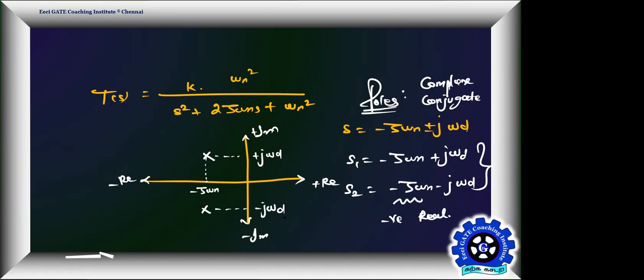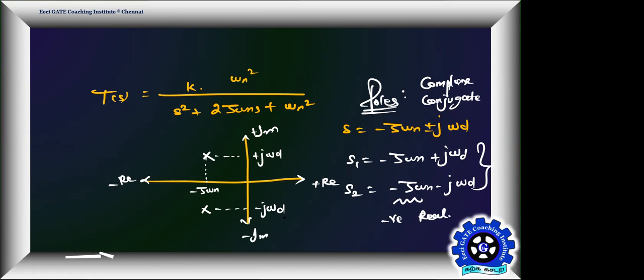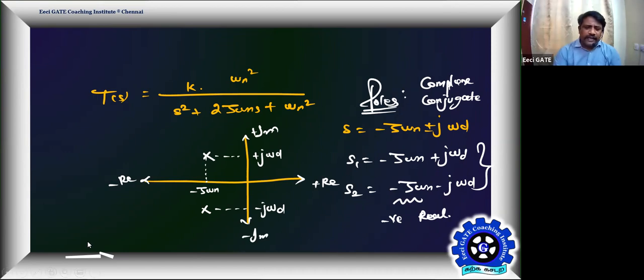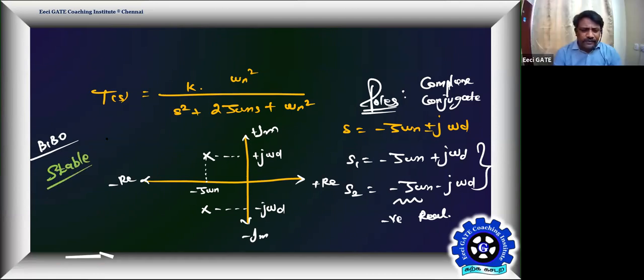Any doubts, Shaktivel? No, sir. Okay, so that's where the poles are. Can you comment on the stability now itself? Can you comment on BIBO stability? The poles are on the left side or right side? Left side, sir. Therefore, it is stable. It is going to produce absolutely stable responses, so the responses will converge.